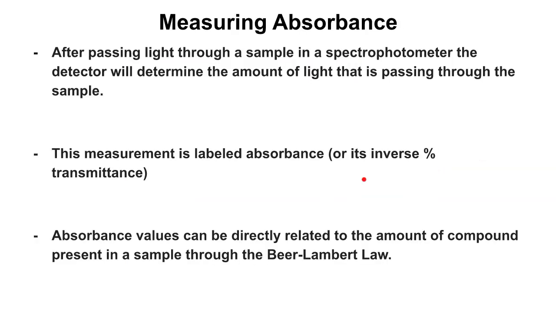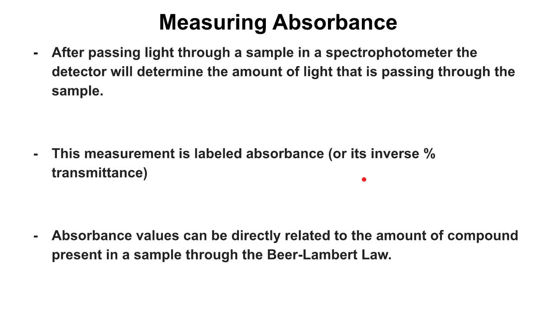So in terms of measuring absorbance, once we have passed light through the sample in a spectrophotometer, the detector on the other side is going to determine the amount of light that is passing through the sample. Now, usually, when most people start learning this, they use absorbance. However, it is possible that you can use the inverse, which is percent transmittance. And some people prefer to use percent transmittance.